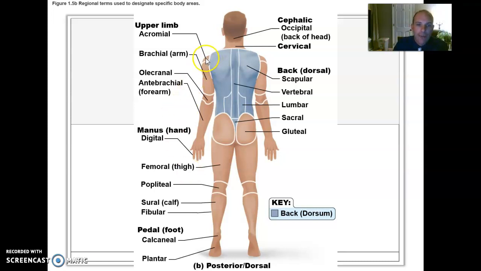So acromial again from here. The back of the elbow, olecranon. All right, some people call it the weenus. It's not a thing, okay? It's called olecranon. Don't be going around saying weenus. Doesn't make you sound smart. All right, femoral thigh, popliteal, sural calf, calcaneal, plantar. All right, gluteal, sacral, lumbar, vertebral, scapular, occipital. Got to know all these terms. I got to know them all.